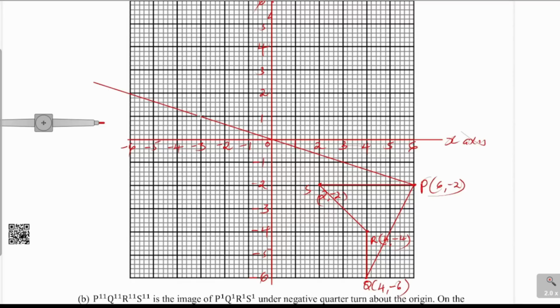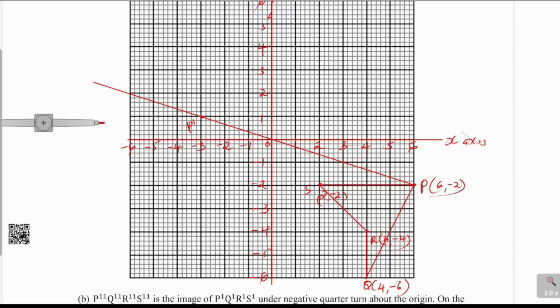So this point will be P1. Now you can see from P to the origin, there are 6 squares: 1, 2, 3, 4, 5, 6. Because we're enlarging by 1/2, we count half of 6. So you're going to count 3 squares from the origin: 1 square, 2 squares, 3 squares. So that is where we have P'.